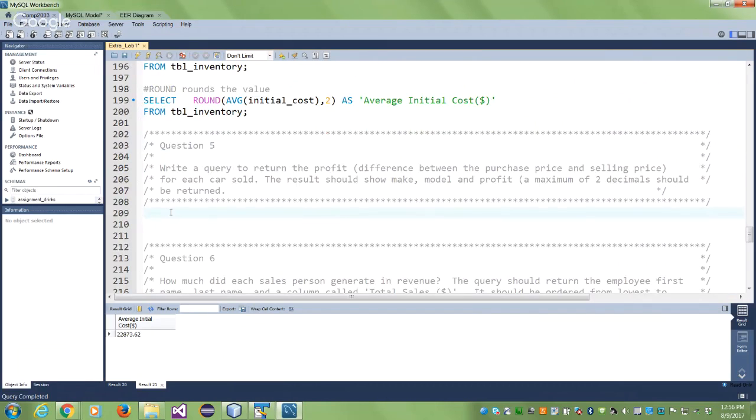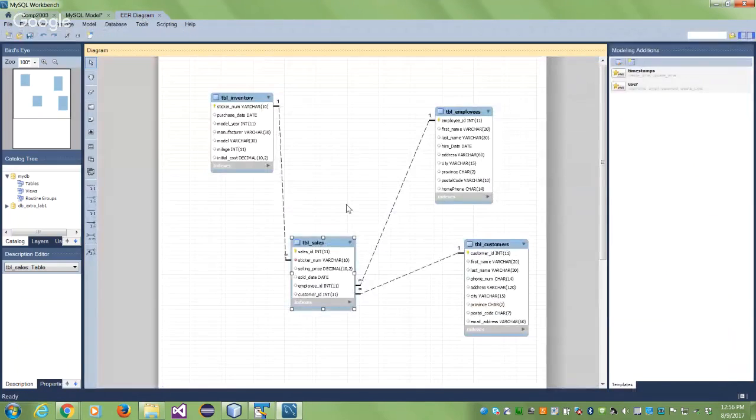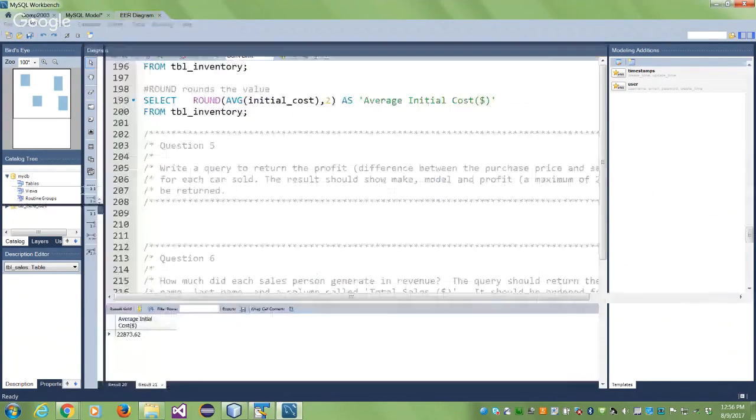Okay, write a query to return the profit difference between the purchase price and the selling price for each car sold. Okay, so each car sold is coming from sales. So there must be a selling price and each cost must have a purchase price. That's its initial cost, right? So initial cost and selling price are the 2 fields we need. Definitely we need these. Okay, let's come back.